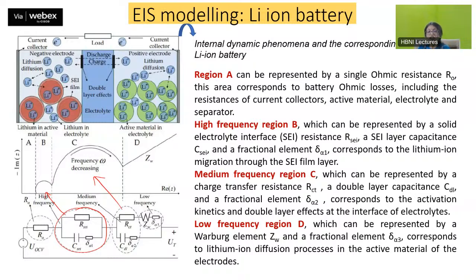And then you have a very low frequency region D. This is represented by the Warburg element, shown over here, the ZW, and a fractional element which is delta alpha 3. This corresponds to the lithium ion diffusion process in the active material of the electrodes.